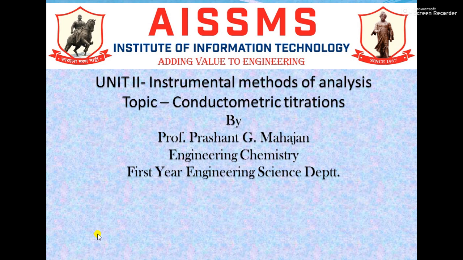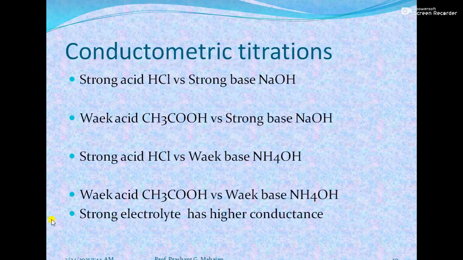So, in the last lecture, we started unit number 2, that is instrumental methods of analysis. Today we will discuss conductometric titration and its graphs. In conductometry, we will see four types of acid-base titration. There are two types of acids and two types of bases, that is strong acid, weak acid, and strong base, weak base. So, let us start.